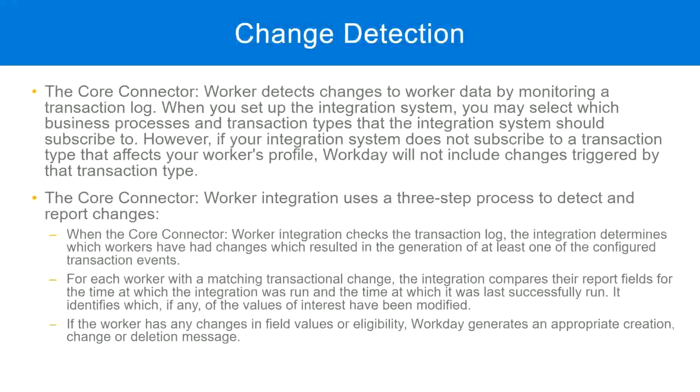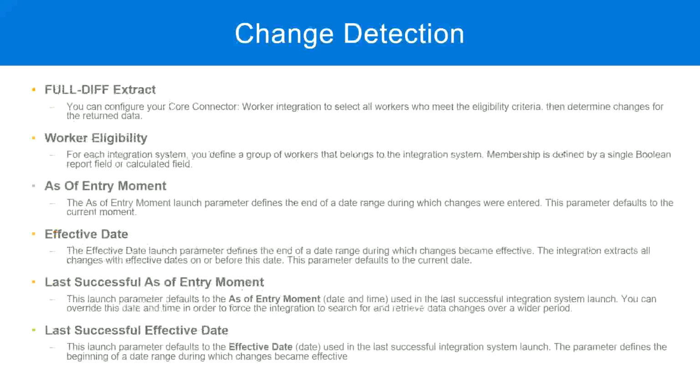This is the high-level overview. But to actually do this change detection, Workday makes use of certain fields. These are some parameters that we will see in our integration. First is the full diff extract. You can configure the Workday Core Connector to select all workers who meet the eligibility criteria and then determine changes for the returned data. This is done to improve performance.